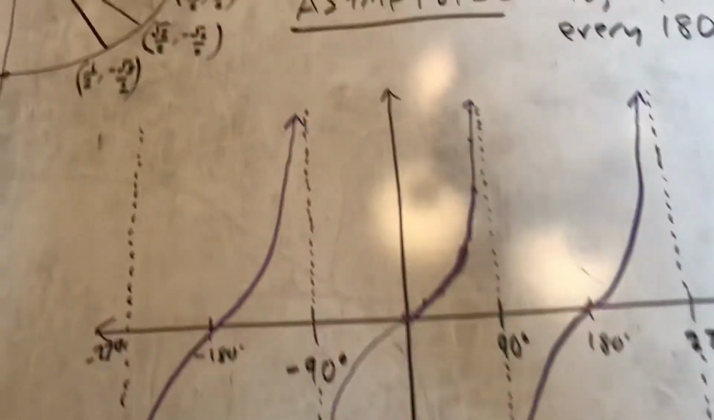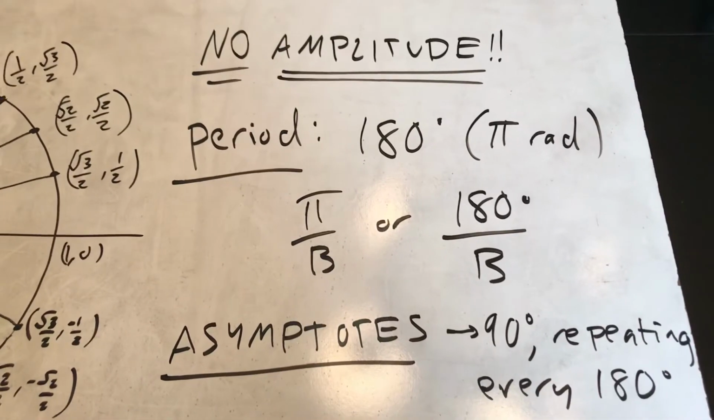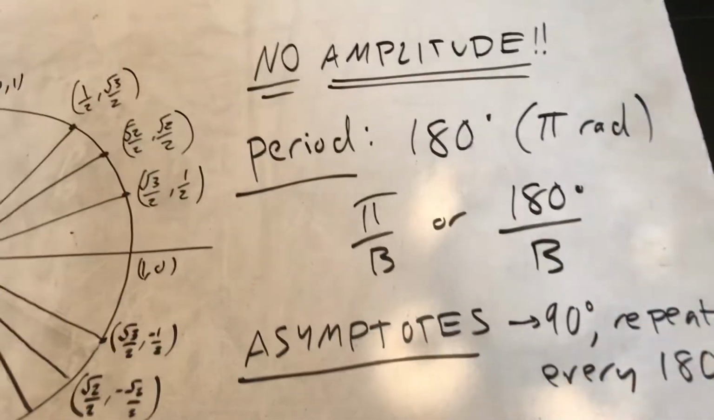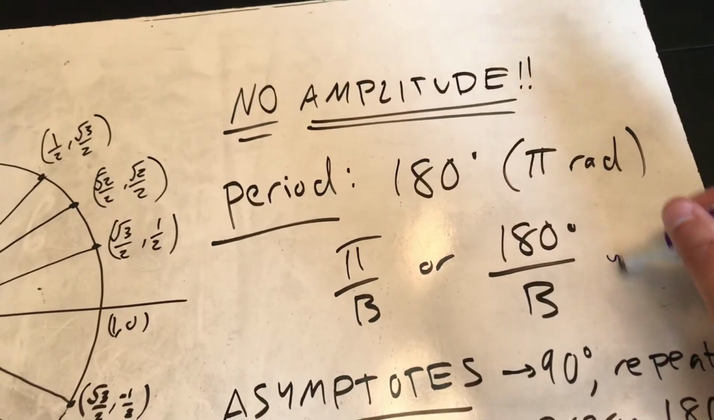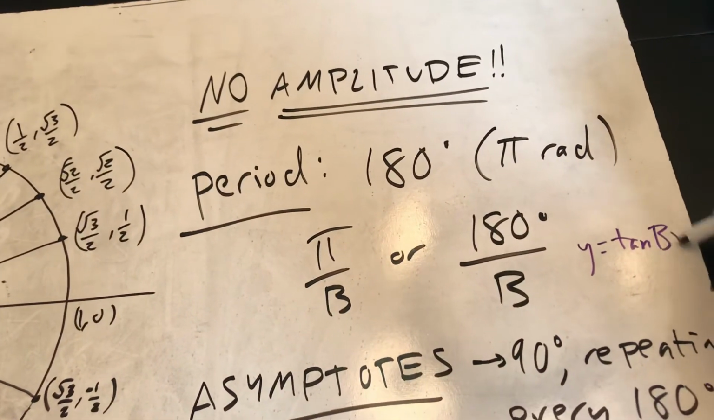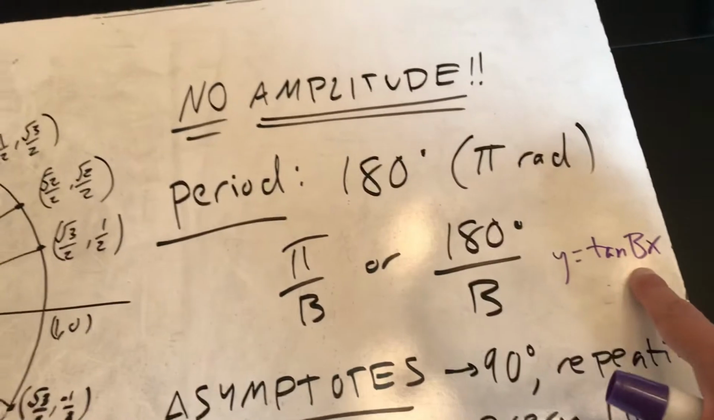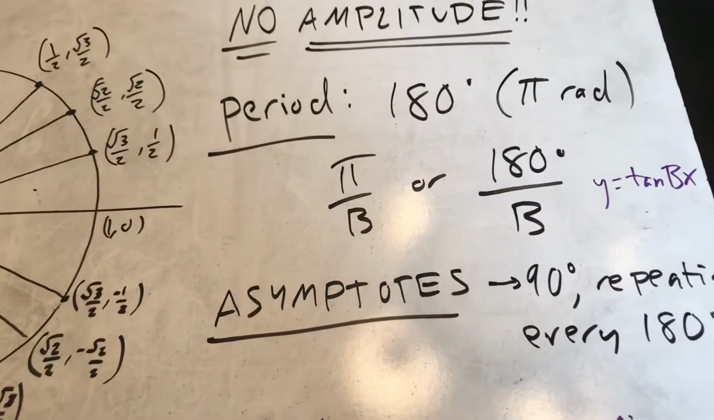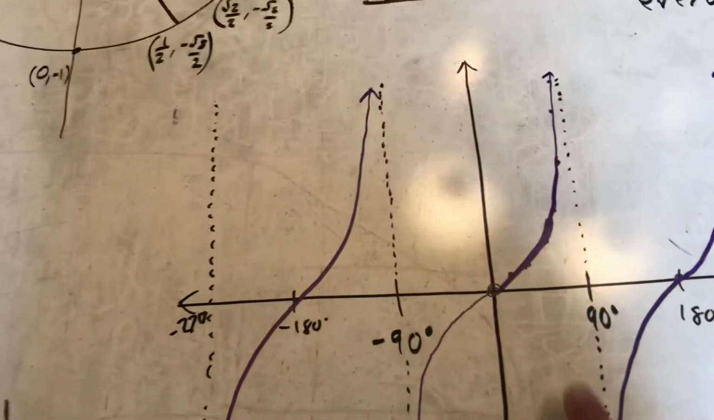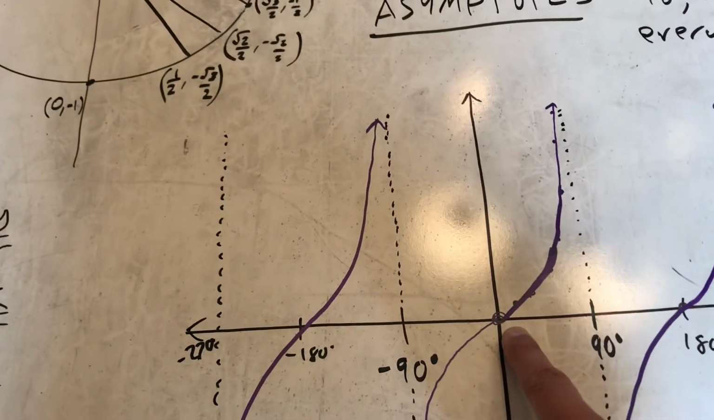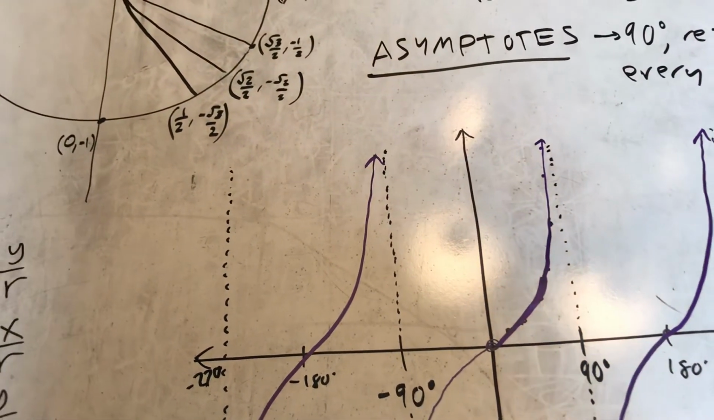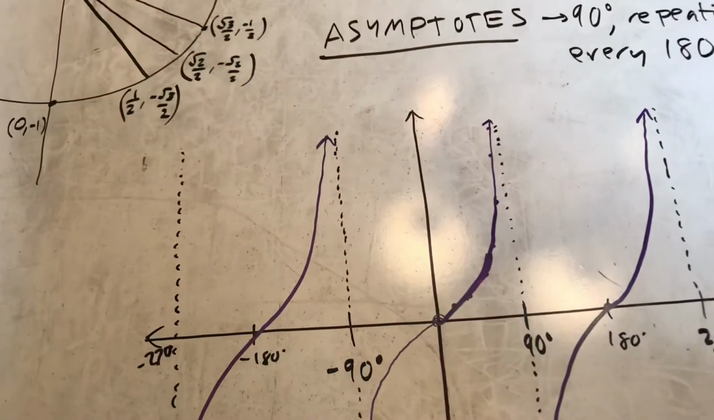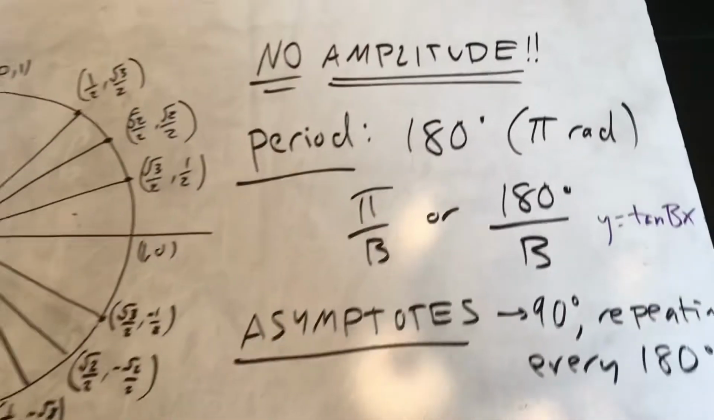So anyway, that's the overall graph. A summary here. The tangent function doesn't have an amplitude. The period is 180 degrees or pi radians. What that means is if you had a b multiplier, something like y equals tangent of b times x, that multiplier out in front of the x, you would divide pi by that value, or 180 by that value, and you would get the new period. Okay, it crosses the axis at 0, basically every 180 degrees: 0, 180 degrees, and so on. And of course, you have asymptotes every 180 degrees as well. So all of those things are the same.